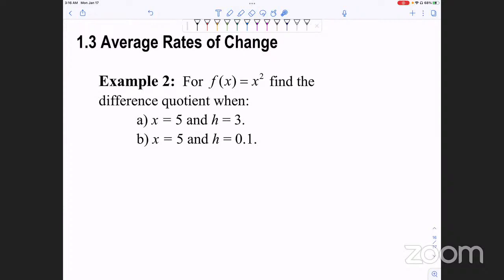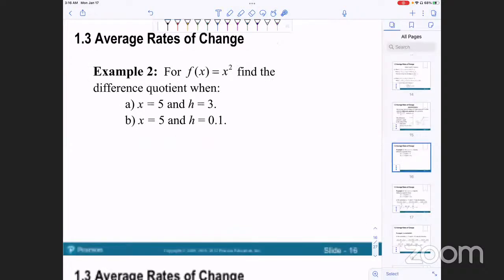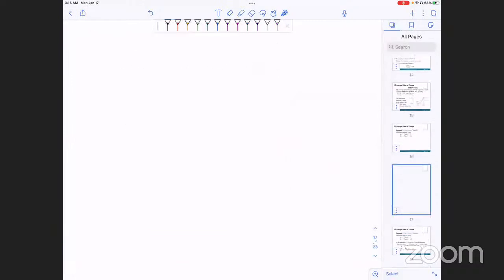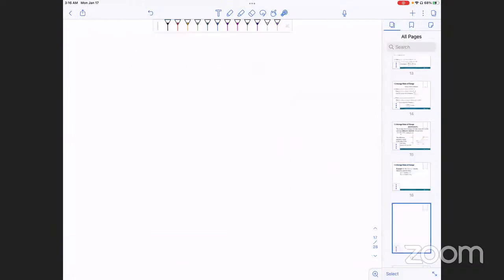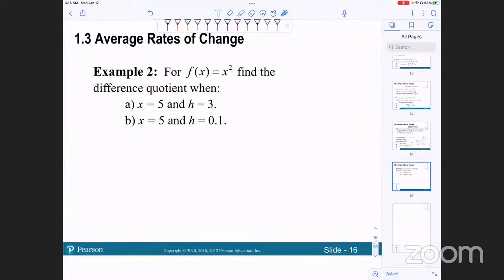I think I will need some more space. I'm going to give myself some space.